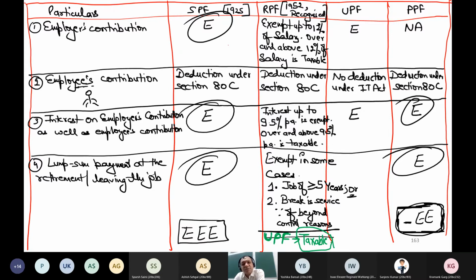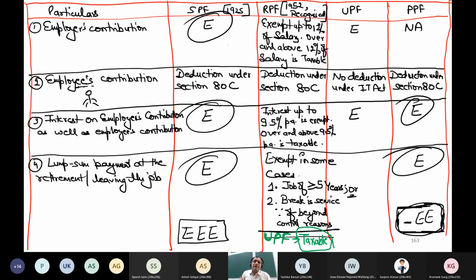But you must know that lump sum payment at the time of retirement for an employee who has done a continuous job of 5 years is 100% tax free. If there is not a continuous job of 5 years, but this break in continuity is because of some reasons which are beyond his control, then also tax free. But if there is no reason and still the job is not continuously for 5 years, then government says we will tax this amount of RPF which you are receiving at the time of leaving the job.